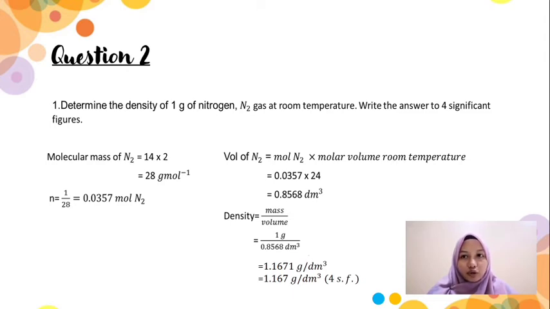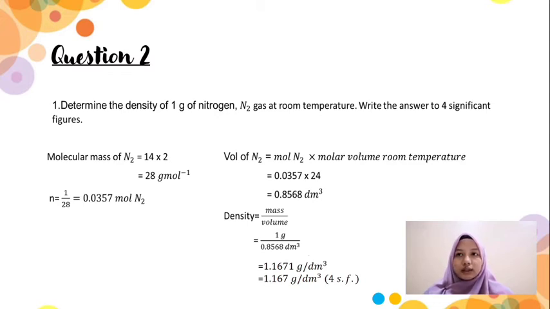0.8568 decimeter cube. Then we can find the density, which equals mass over volume, equals 1 gram over 0.8568 decimeter cube. So we get the answer equals 1.1671 gram per decimeter cube.